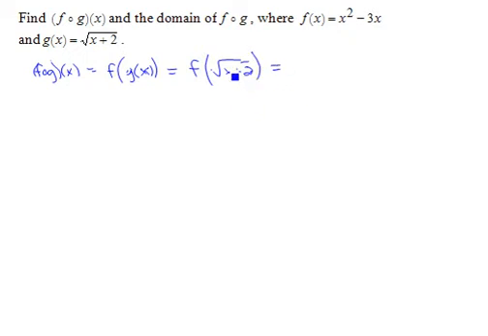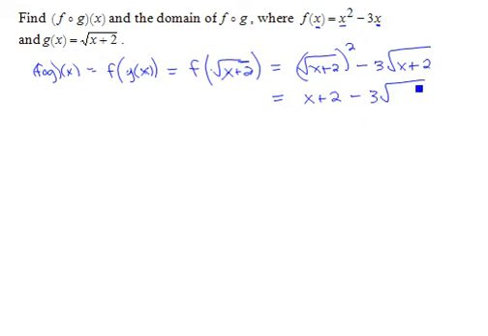Now, the input here to f is the square root of x plus 2, and so each of these x's, where x is the placeholder, we should replace with the square root of x plus 2. So we ought to have the square root of x plus 2 squared from here, minus the 3x, which in this case with this new placeholder is 3 times the square root of x plus 2, and we can simplify that a bit. The square root squared leaves just x plus 2, and we have a minus 3 times the square root of x plus 2 here. So there's the value of f of g of x, or f composed with g.